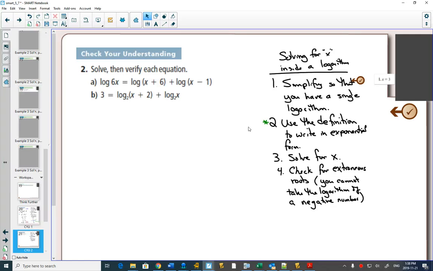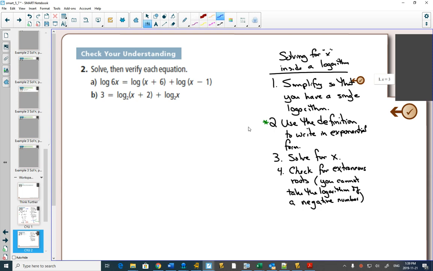Now, solving for x inside of a logarithm, a and b, we can follow the steps as we did before: writing a single logarithm, using the definition, and then solving. But in a, there is a little shortcut. So I'm going to show you the shortcut, and then I'm going to show you what it would look like if you didn't use the shortcut. Okay? So in a, you start off thinking the same way.